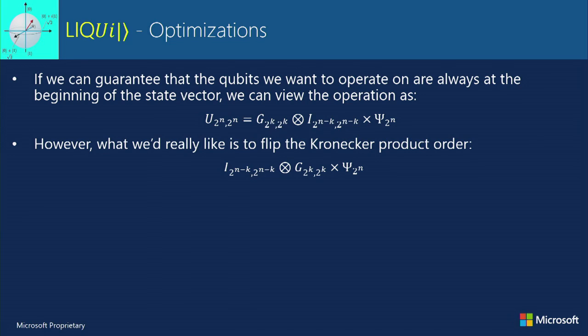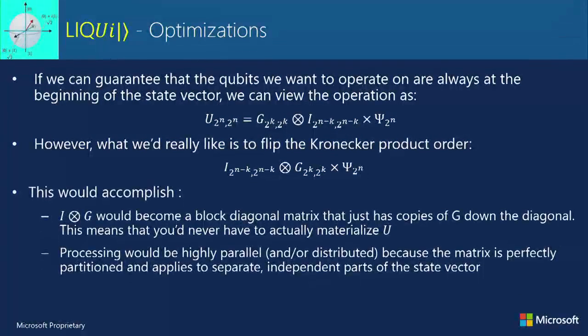However, when you do that, the resulting matrix has bits all over the place, and everything has to talk to everything. If we could flip this, put the identity matrices first and then the gate, you get a block diagonal matrix. Everything becomes distributed, parallel, easy to do. So that's what you want to do. You want copies of this guy down the diagonal, and then I can just put them off on threads independently. But it means the qubits have to be in the right order, and I have to flip this Kronecker product.